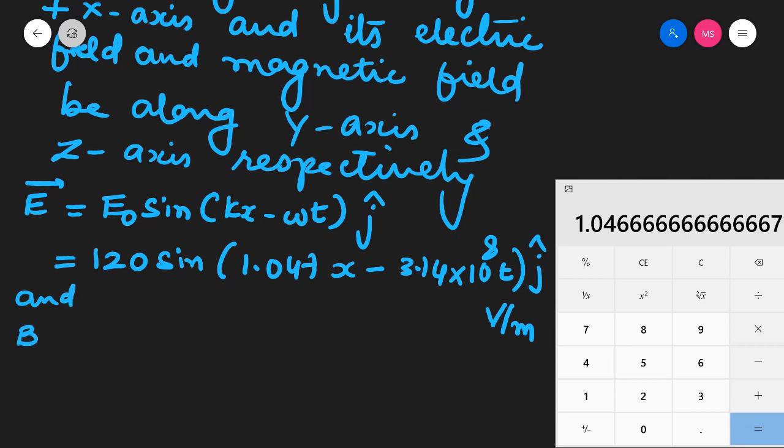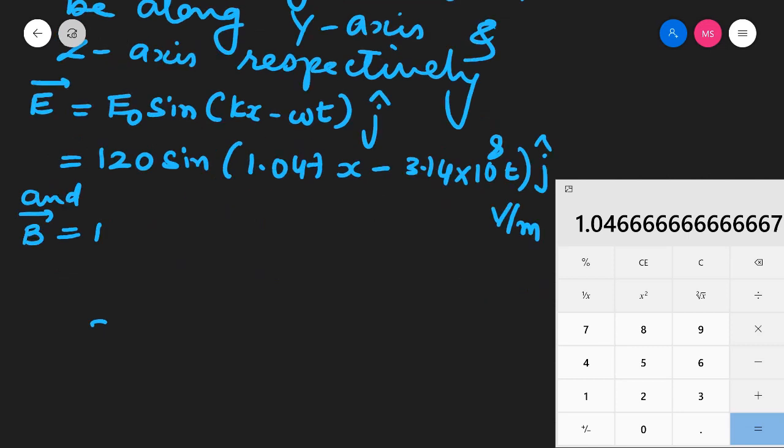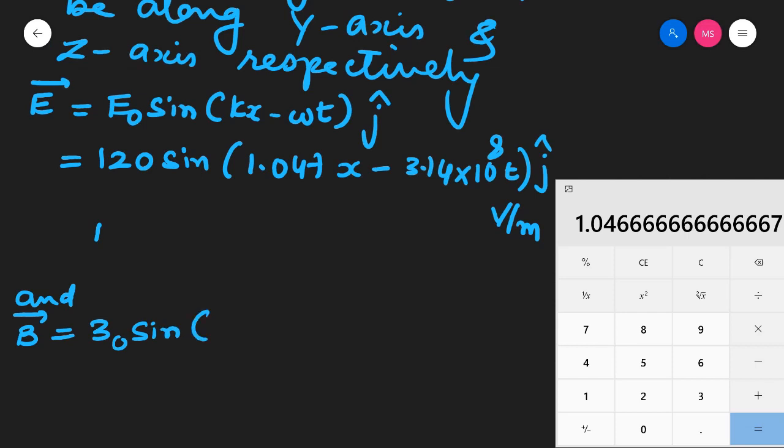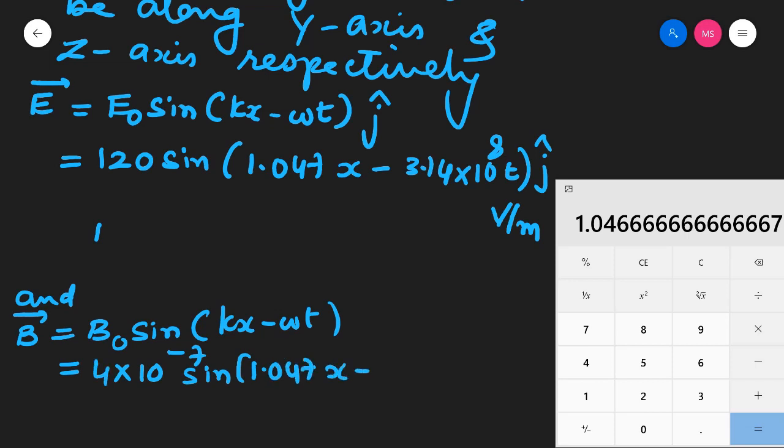And magnetic field B vector will be equal to B naught sine kx minus omega t. So that will be equal to B naught is 4 into 10 to the power minus 7 sine k is 1.047 x minus 3.14 into 10 to the power 8 t k cap Tesla. This will be the value of magnetic field.